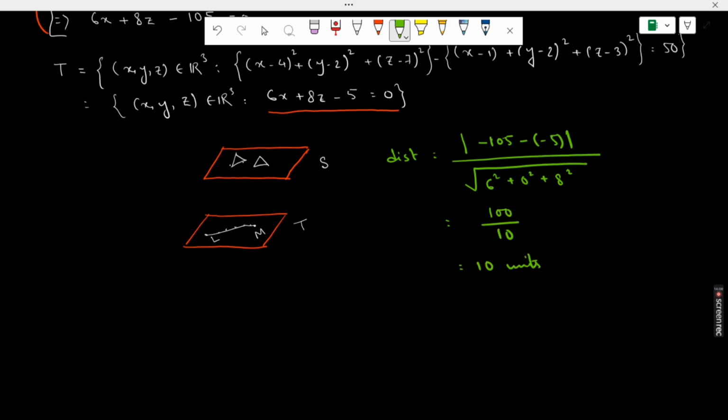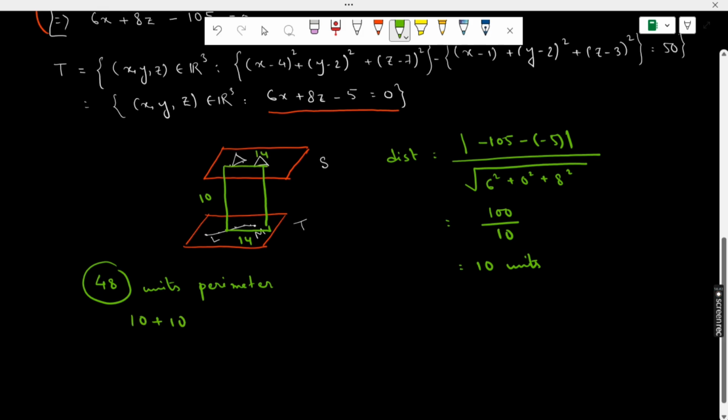So the perpendicular distance between these two planes is 10 units. So we can easily draw rectangles having 48 units perimeter. How? This side is 10, and this is also 10. If we draw here 14 and 14, that means 10 plus 10 plus 14 plus 14, which equals 20 plus 28, which is 48.